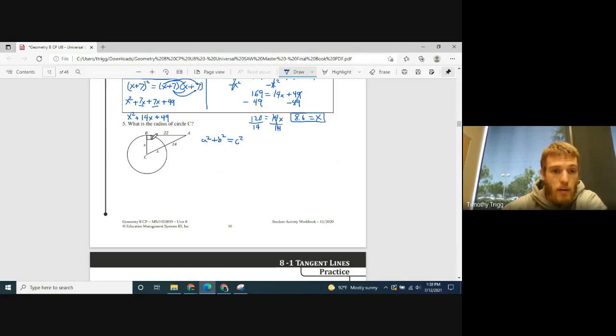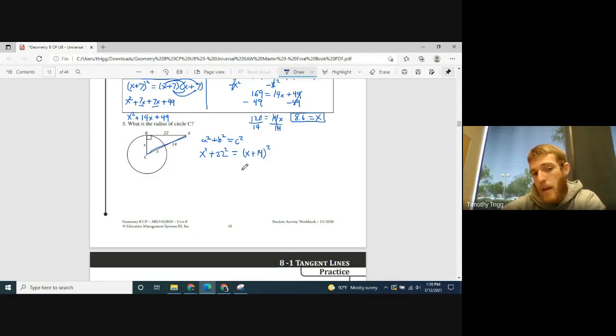Well, the 90-degree angle always points towards the hypotenuse. So in our case, the hypotenuse is AC once again. So our a and our b are the other two side lengths, the 22 and the x. So x squared plus 22 squared, those are the legs of the right triangle, equals the hypotenuse squared. So in our case, that's x plus 14, squared.